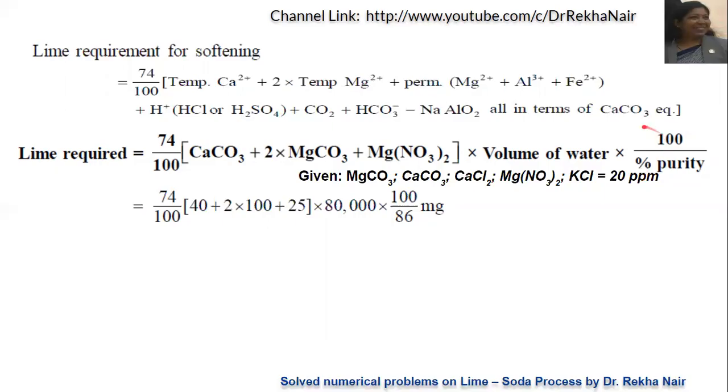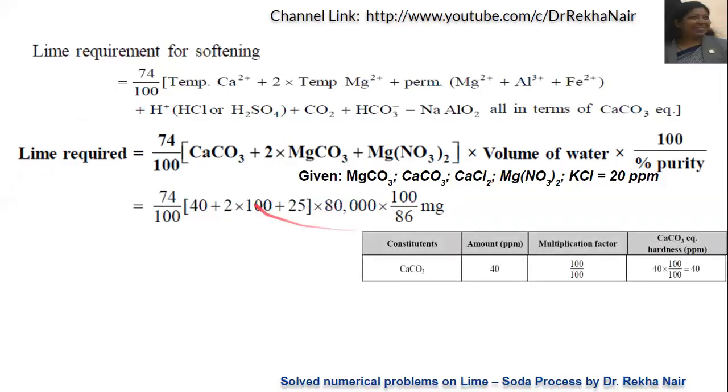Why are we multiplying it with 100 upon percentage purity? Because the percentage purity given is of lime. So it is lime required multiplied by 86%. So 86 upon 100 multiplied by lime must be the formula. So I am sending this 86 upon 100 from here to the right side of the equation, so it will come out to be 100 upon 86, 100 upon the purity.